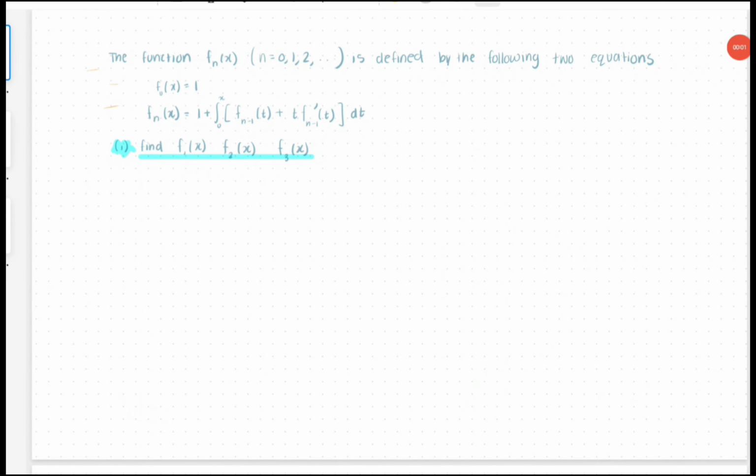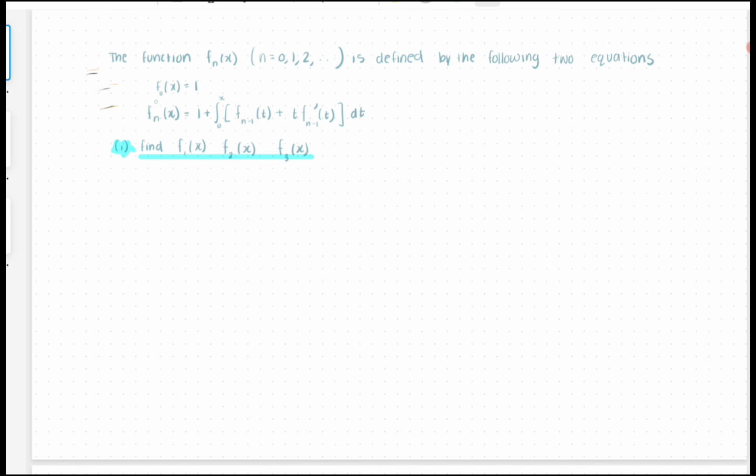Guys, today we are going to be looking at a scenario and solving 3 problems related to that scenario. So let's read the scenario first. The function fn of x, where n is 0, 1, 2, ..., is defined by the following 2 functions.